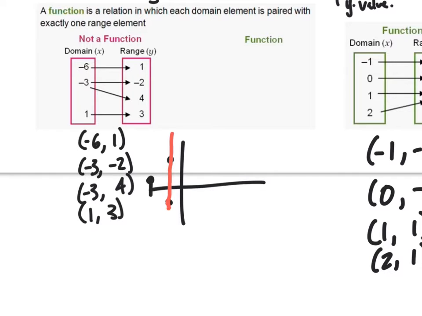X is like pushing the button. The result, the y value, is what happens on the screen. And only one thing should happen. That's what a function is. Okay?